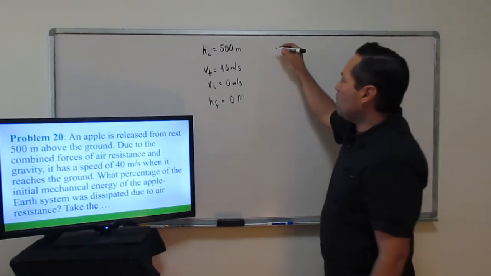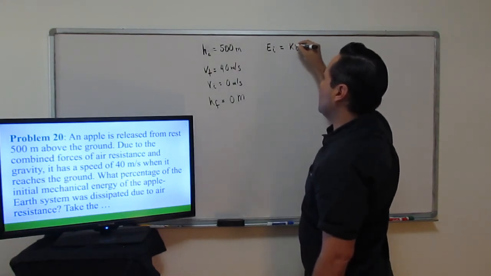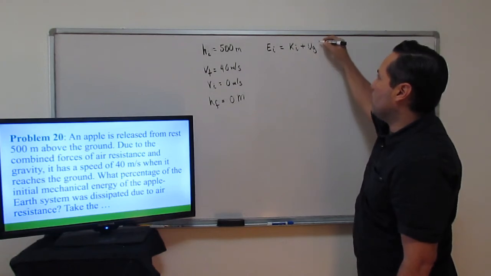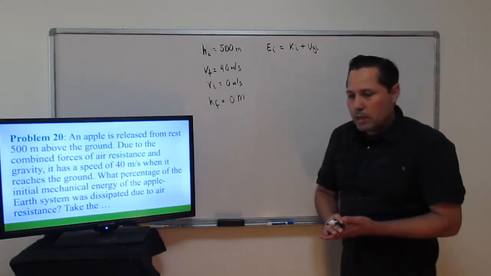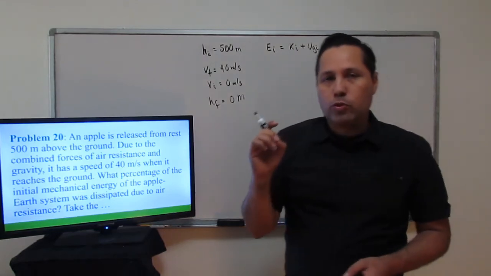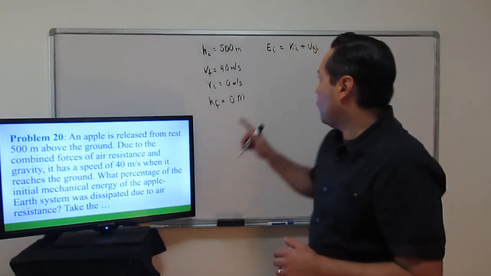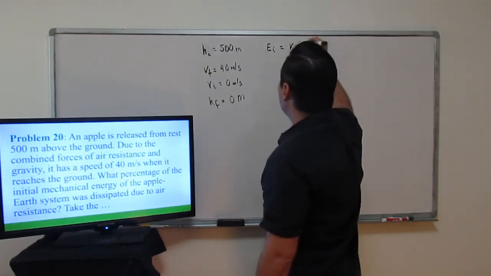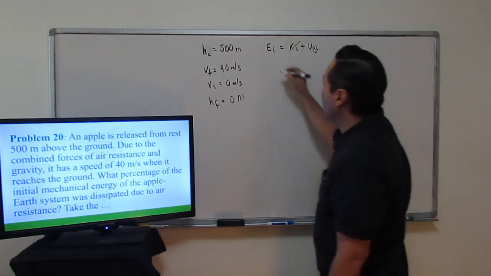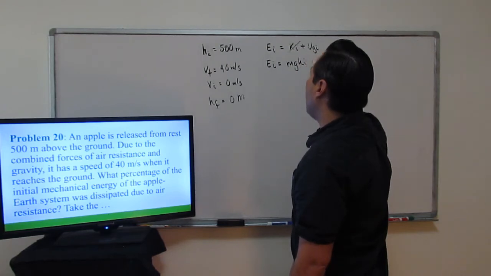So we're going to begin with what was our initial mechanical energy. Initial mechanical energy, which is kinetic energy initial plus gravitational potential energy initial. Now, let's start with the kinetic energy. As soon as the apple is released, the velocity of the apple is 0. So therefore, it's got no kinetic energy, so we can go ahead and cross that out. We'll just put the value for the gravitational potential energy. That's going to be mass times gravity times initial height.